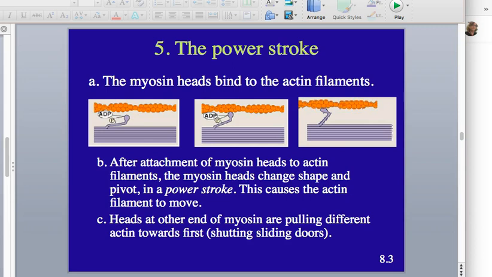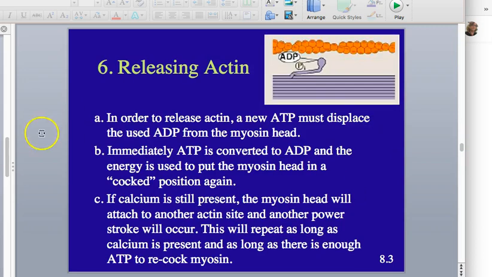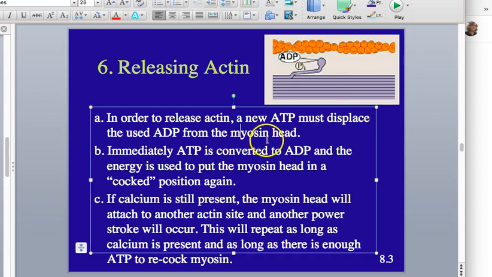Because you have to then release. How do you get actin to release the myosin? Because if you don't, then rigor mortis sets in. So you have to be able to release, remember the agonist and the antagonist pairing. If you don't have a way to release that actin, how can the other muscle contract if this muscle won't stop contracting? So in order to release actin, you may notice these letters here.